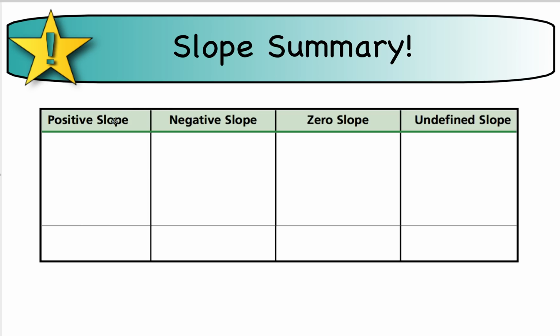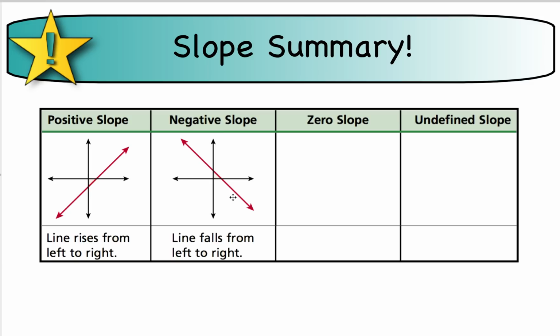So here's a summary of what we learned about slope in this video. A positive slope is a line that rises from the left to the right. So as we move from the left to the right, the line is going upward. A negative slope falls from left to right. As we move from the left to the right on our graph, it's going downward. A zero slope is a horizontal line, and an undefined slope is a vertical line.